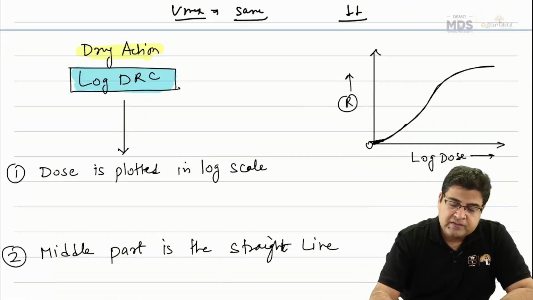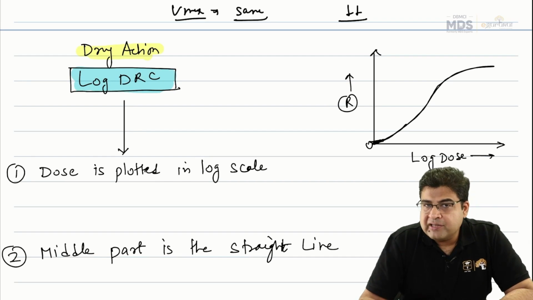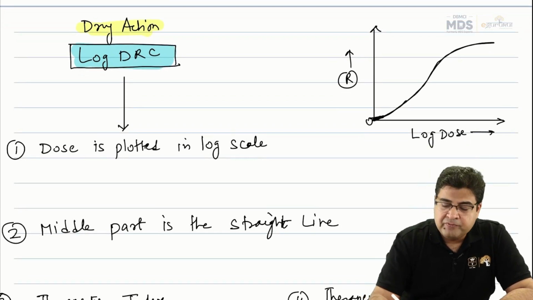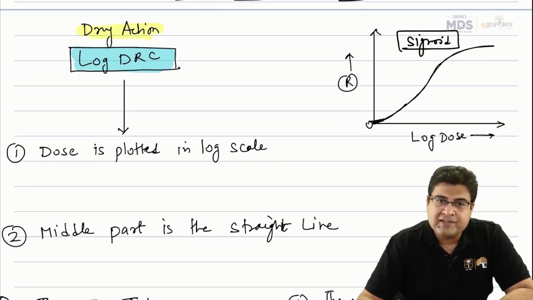Now, if we talk about, guys, the drug actions in the body, we can calculate drug actions with the help of this graph. We call it the log DRC graph. The shape of this graph you can see here. This is a sigmoid shape. So DRC is a sigmoid shape of graph. We call it log DRC.